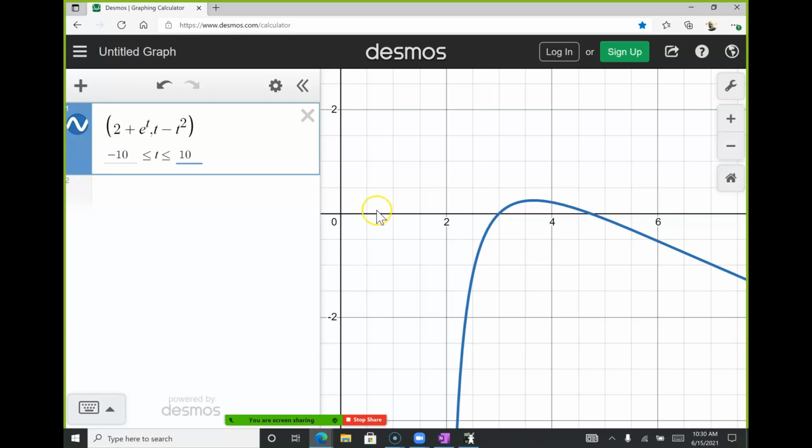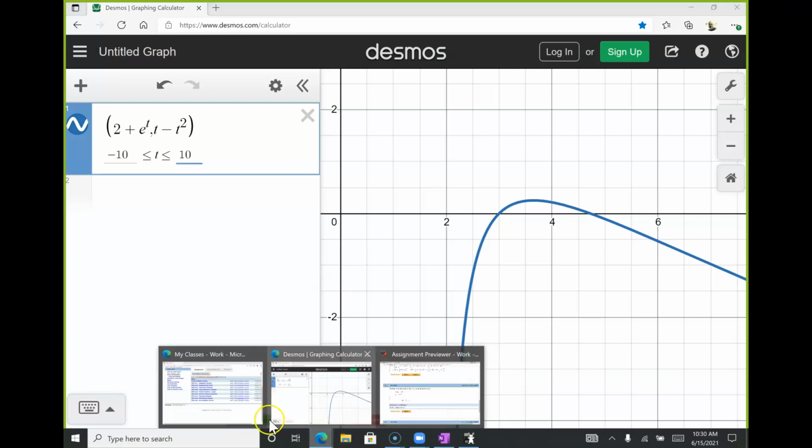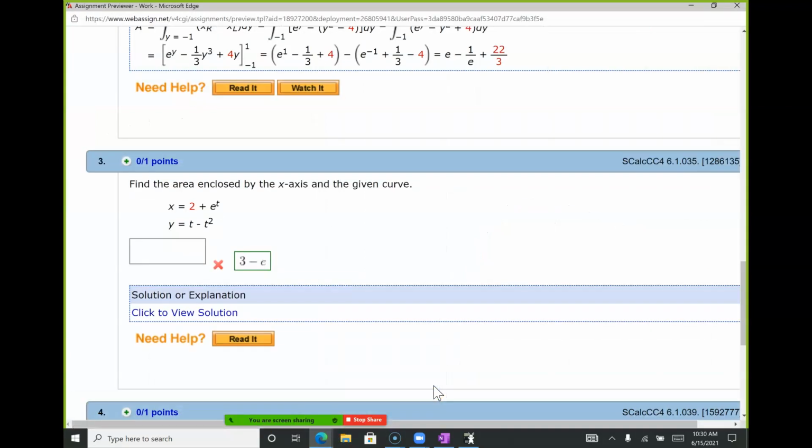And I better read the directions, because that's what I always say the issue is. We don't like to read. Well, at least I don't. What do my directions say? Find the area enclosed by the x-axis in the given curve. So find the area above ground, right?